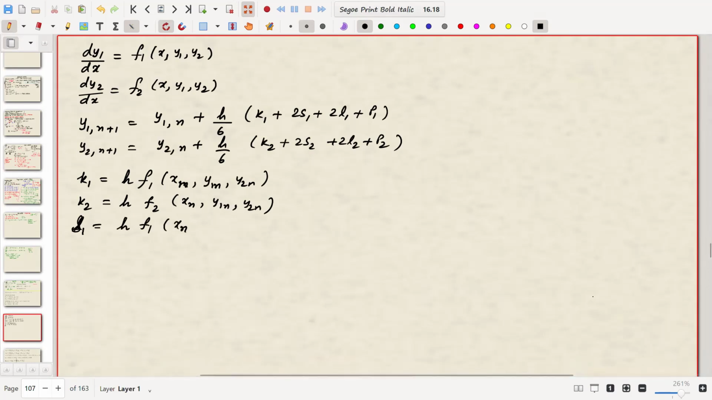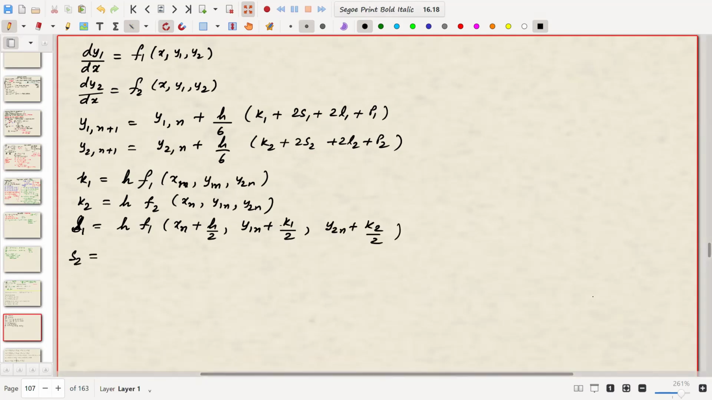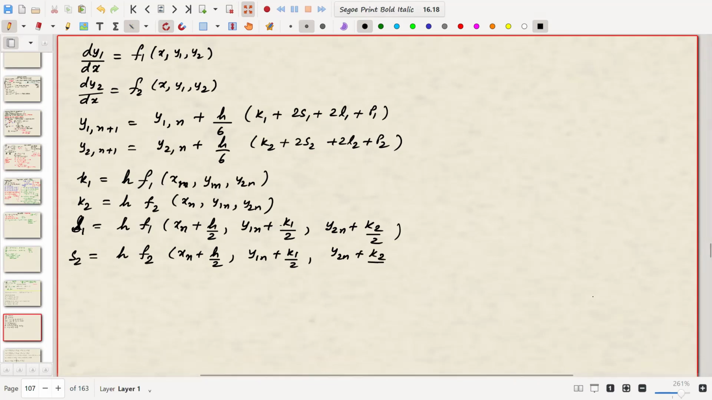f1 of k1 by 2, yes. Then s2 equals f2 of, yes, y2n plus k2 by 2. Yes, I told you these guys are for y1, that means f1 also. These guys are for y2, that means f2 also. Okay, I hope you got the formula for this.